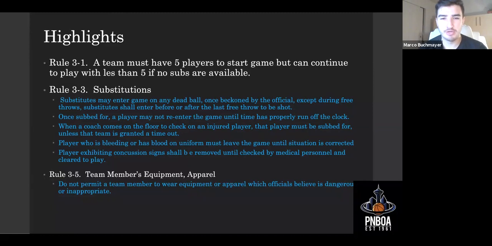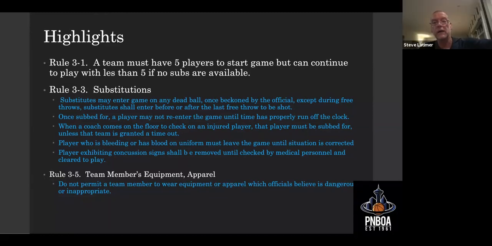Will there always be medical personnel there to give that clearance? If there's not, then the kid is out of the game for good, right?